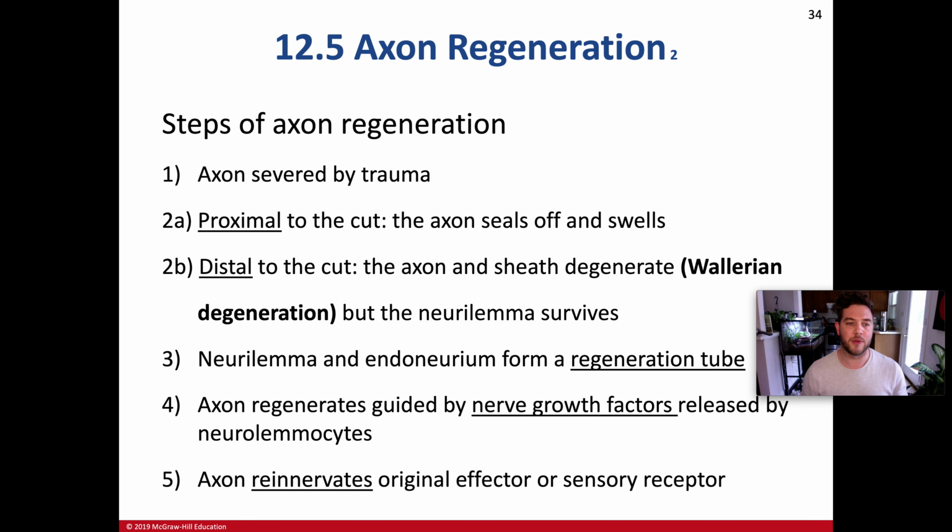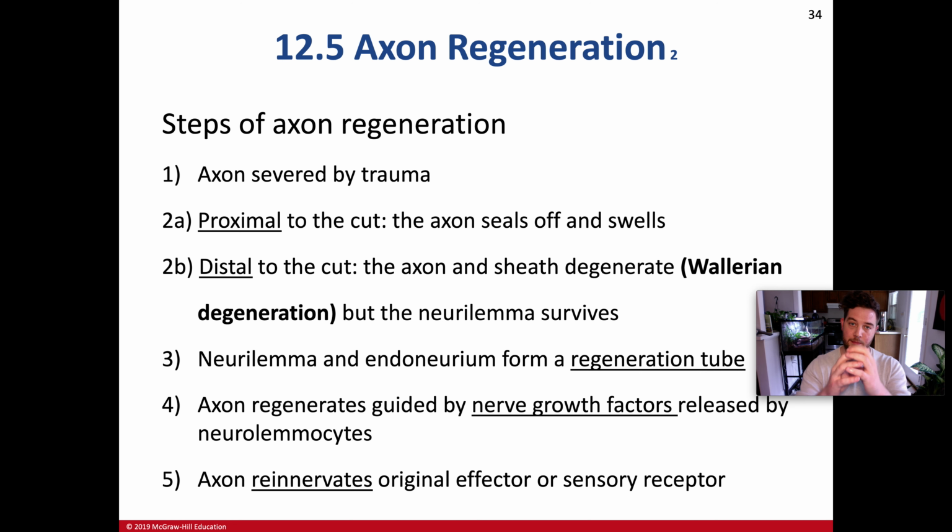So what are the steps to it? The first step is that the axon is damaged, severed by some type of trauma. Proximal to the cut, the axon seals off and swells. When it says proximal to the cut, it means the part closer to the cell body. That part of the axon will remain, but the part distal from that, the axon and the sheath, degenerate. They'll start to break down, called Wallerian degeneration. But the neurolemma still survives.